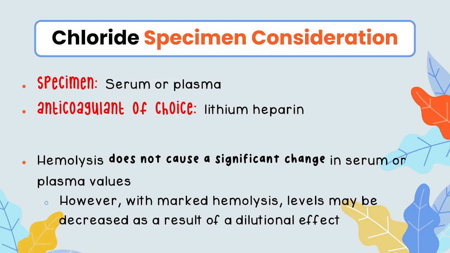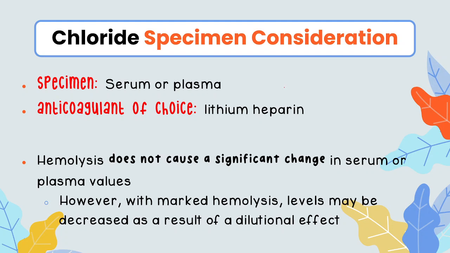And if you could still recall, regarding the discussion of your different anticoagulants, there are actually two possible types of heparin placed in your evacuated tube. You have your lithium heparin and you also have your sodium heparin. Of course, sodium being a specific electrolyte, it would be best not to use that one as it may affect your testing. That is why your anticoagulant of choice should be the lithium one.